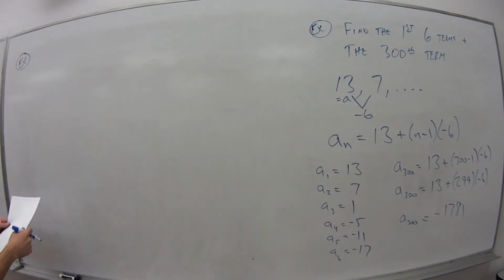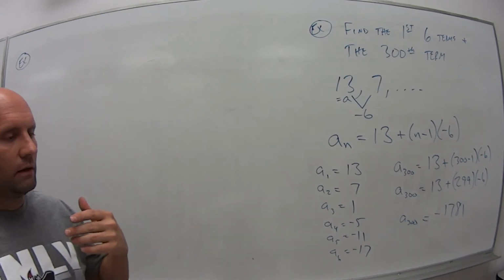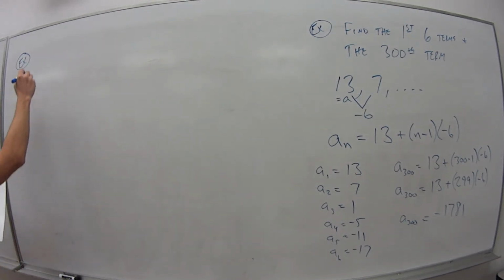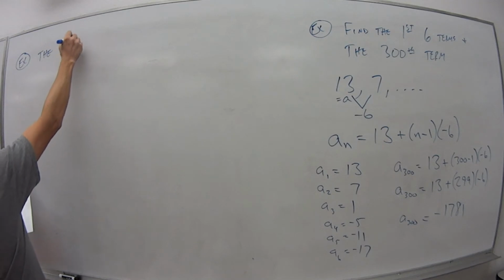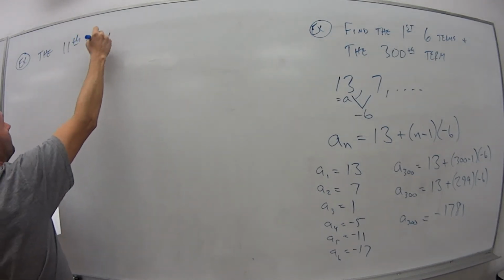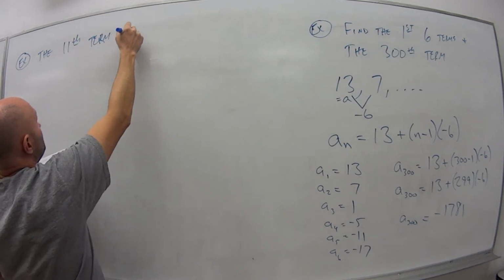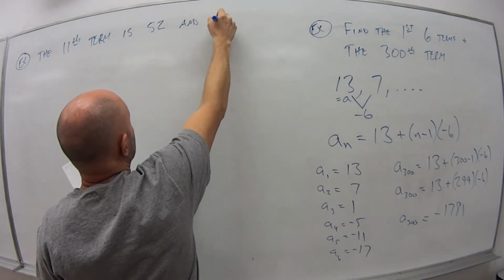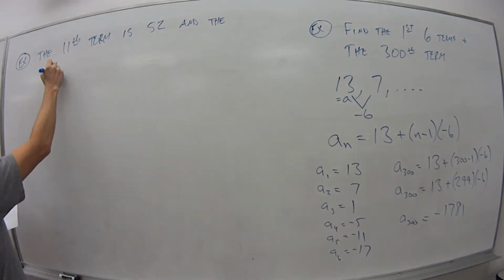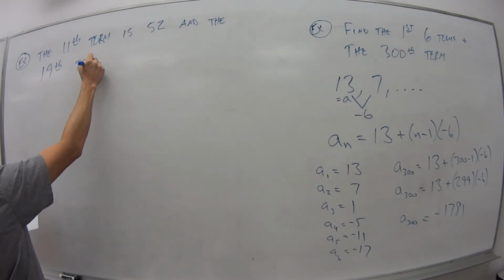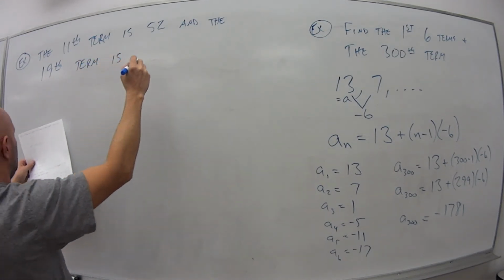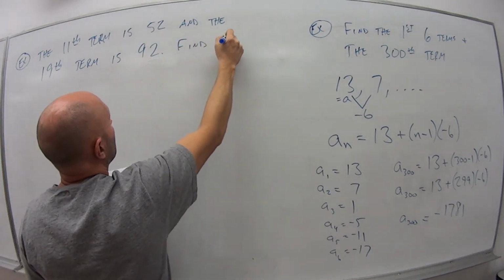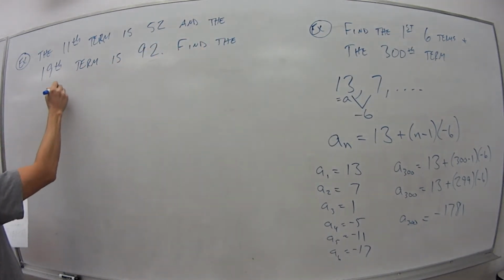All right, so here is another typical problem that you'll see on exam 3, maybe the final exam. We have the 11th term is 52, and the 19th term is 92. Find the 1000th term.